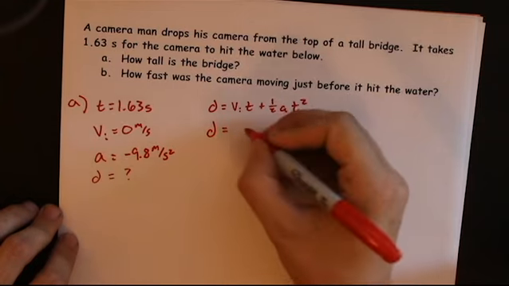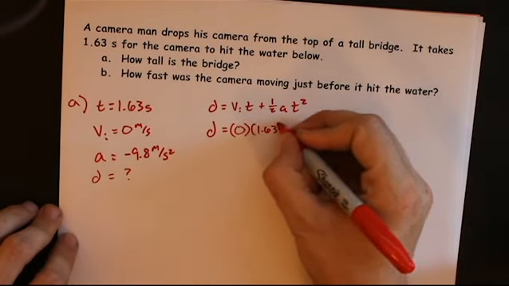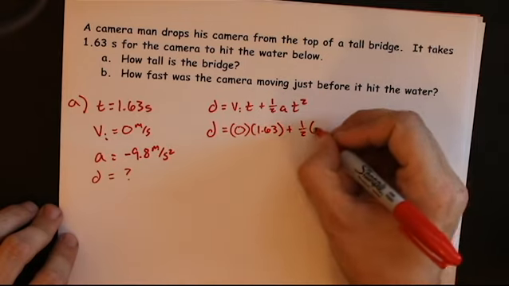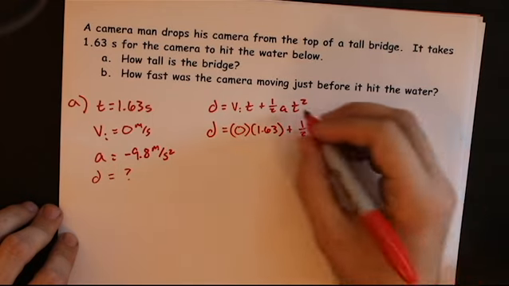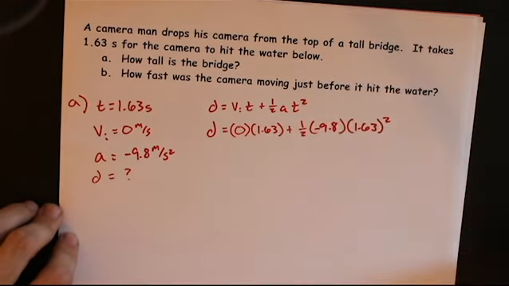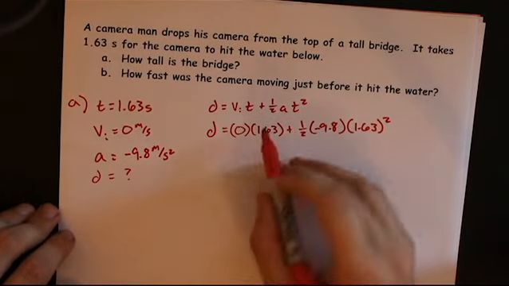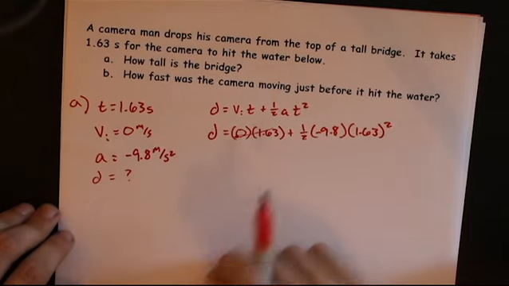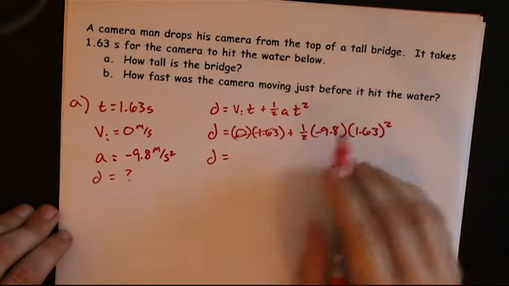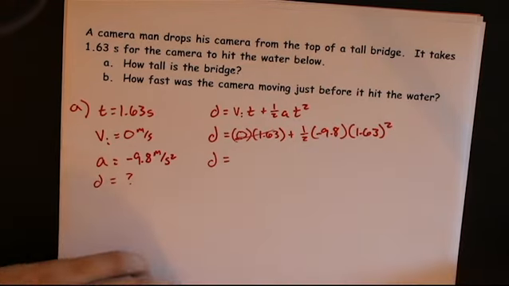And then we have VI, 0. Our time, well, it fell for 1.63 seconds. And then we have 1/2, its acceleration due to gravity, negative 9.8. And then the time that it fell, once again, 1.63, and we got to square that. Now, on this one, 0 times anything is 0. That's going to go away. That's not going to bother us. So our distance is going to be 1/2 times negative 9.8 times 1.63 squared.